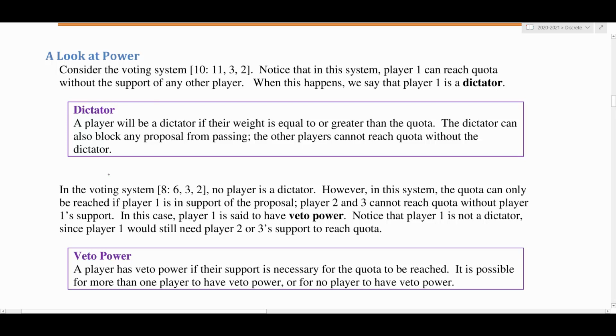Okay, so for instance, if I were to look at this voting system right here, the quota is 10, and player 1 has 11 votes all by himself. So these 2 guys right here, there is nothing they could do to stop him from passing a measure. They're practically inconsequential. They don't matter. This guy can make all the decisions and has all of the power in this voting system. So he is what's called a dictator. All right, and we say if their weight is equal to or greater than the quota, they're a dictator because they can pass a measure all by themselves. We want to definitely avoid creating any dictators because it invalidates the entire voting system.